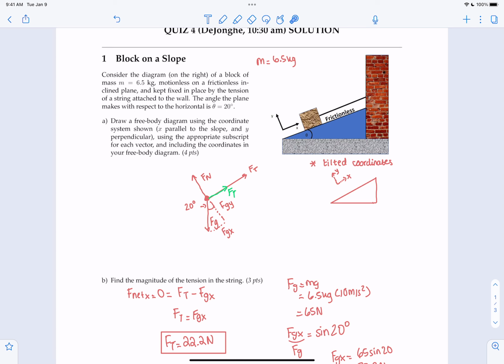Yeah, because the object isn't moving, so the forces in the x-axis should all add up to be 0.